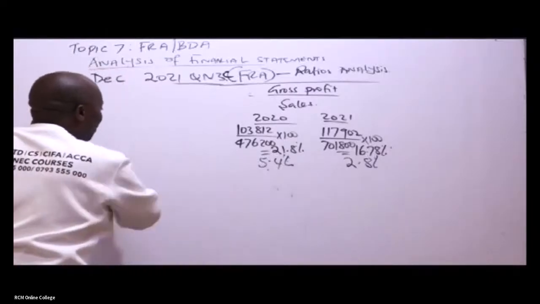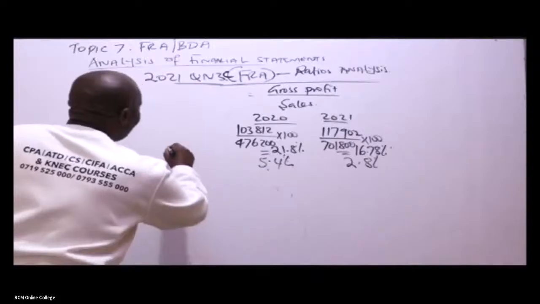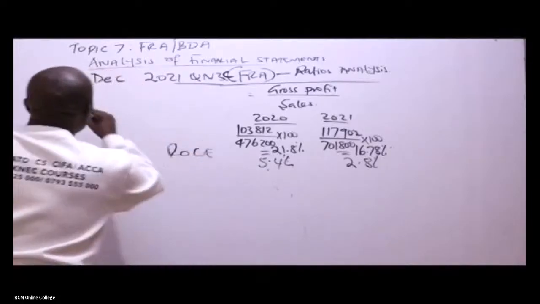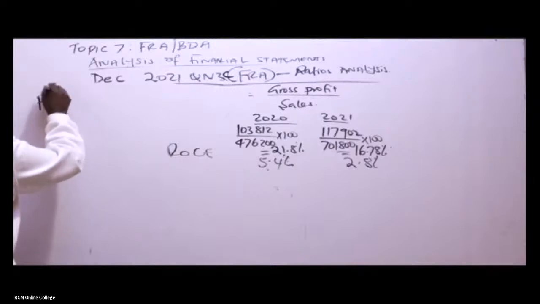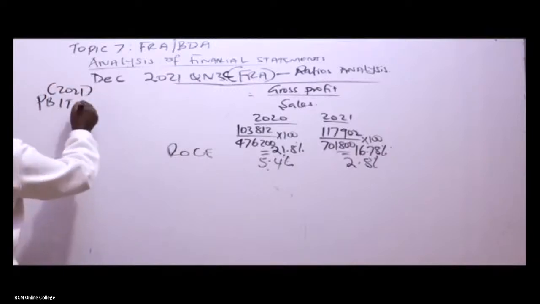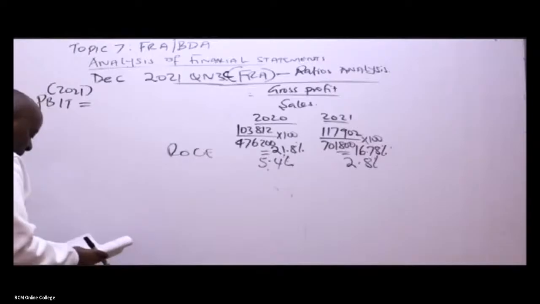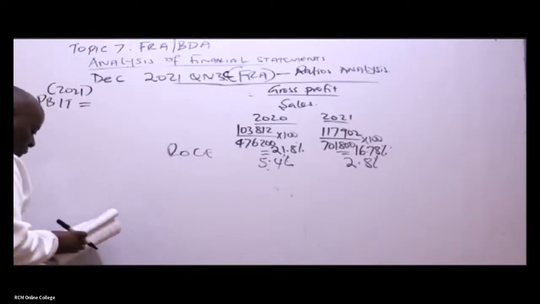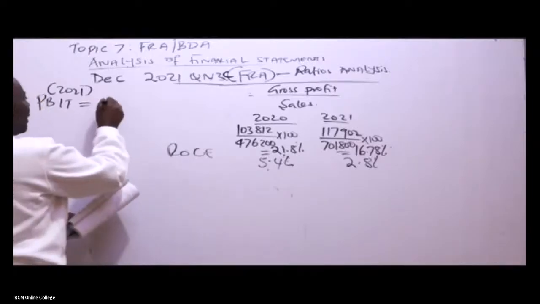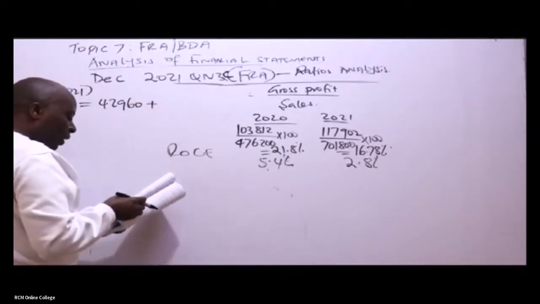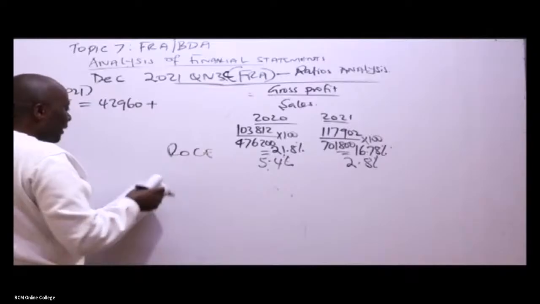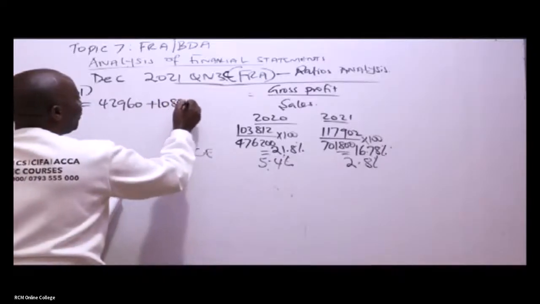So ROCE for 2021. First of all, give me the PBIT for 2021. They have given me profit before tax for 2021, 42,960, but now we add back interest, which is 10,800. So are you able to give me this answer?